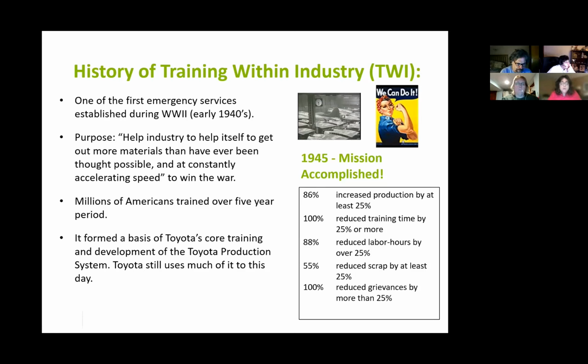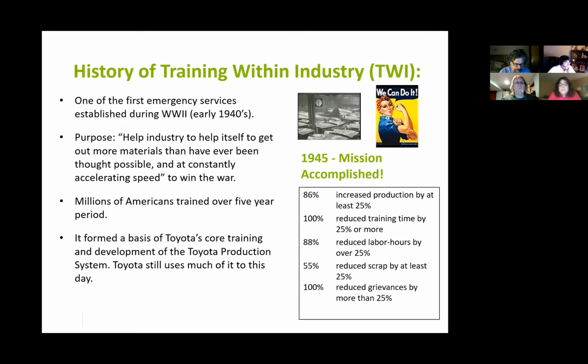Now, when the war was done, the TWI program disappeared from the U.S. and it went overseas. In fact, there was an article in the Wall Street Journal in 1951 on instilling TWI in Japan. And so one of the organizations that was introduced to TWI along the way is Toyota.